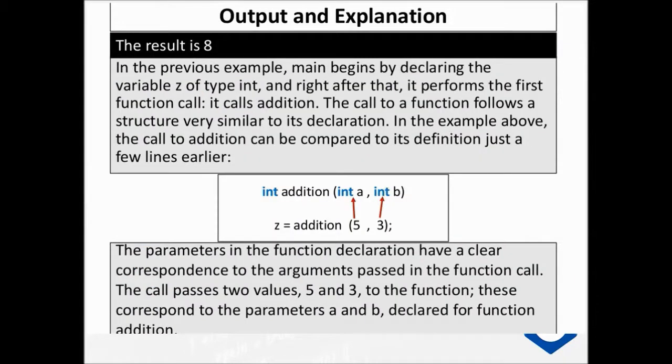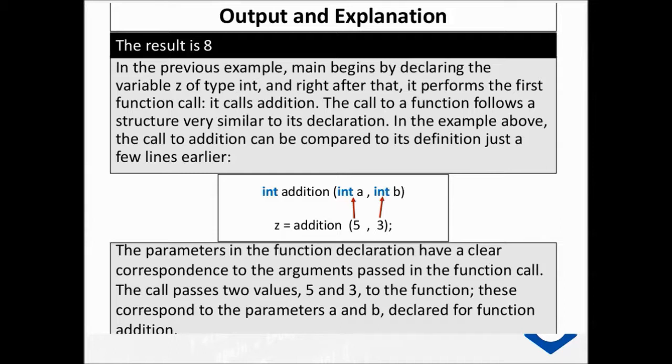In this example, main begins by declaring the variable z of type int, and right after that it performs the first function call. It calls addition. The call to a function follows a structure very similar to its declaration. In the example above, the call to addition can be compared to its definition just a few lines earlier. So here is the example: int addition, int a, int b, z is equal to addition, 5 goes to a and 3 goes to b.